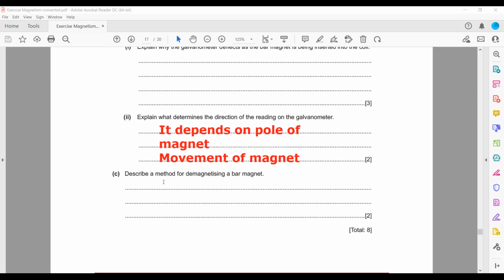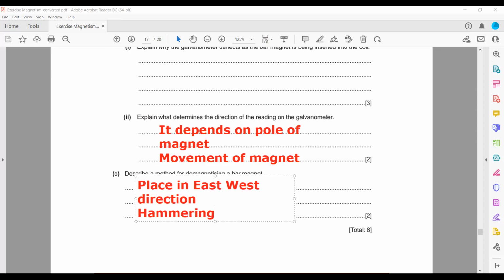Describe a method for demagnetizing a bar magnet. What we can do is place it in an east-west direction, and we can heat or hammer it to demagnetize a bar magnet. But that is related to the simple magnetism topic, not to electromagnetic induction.